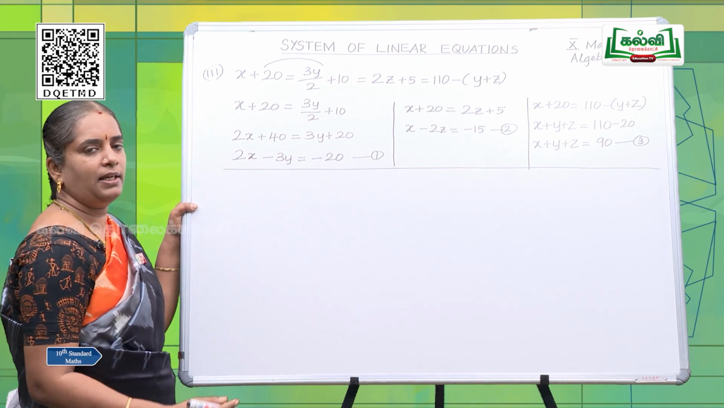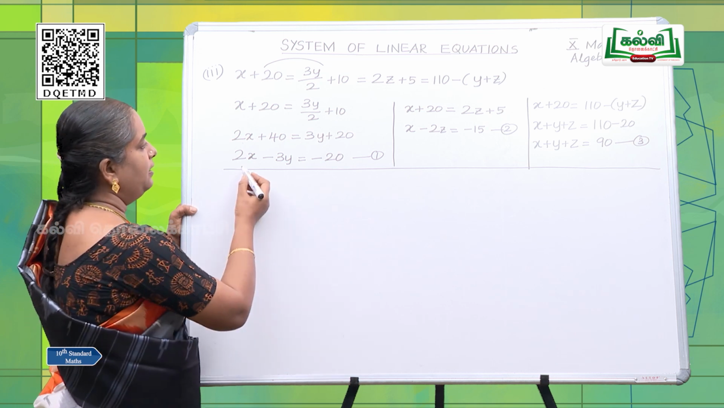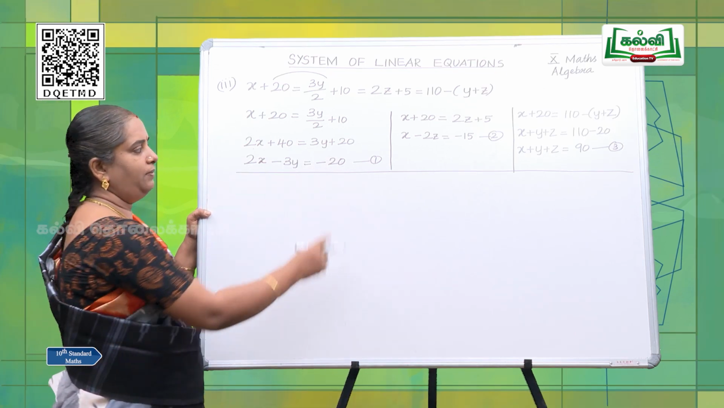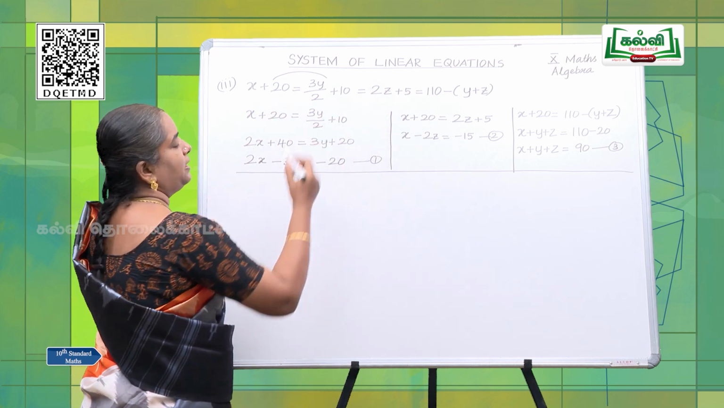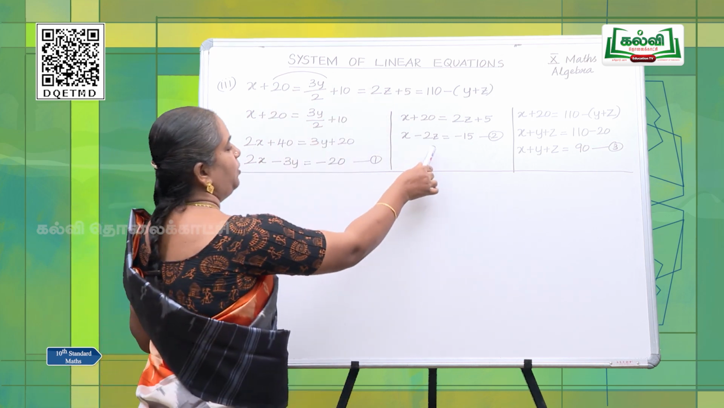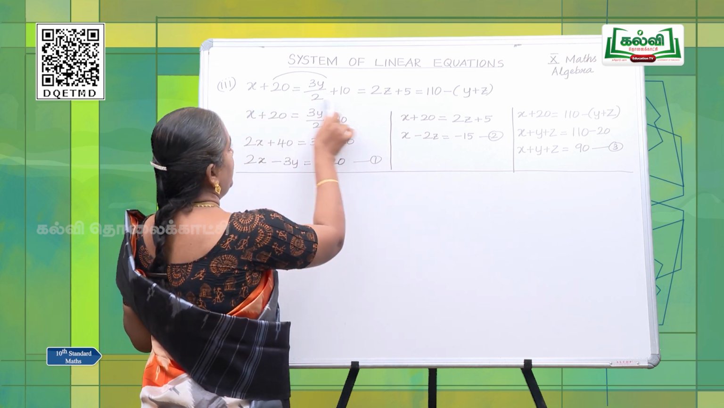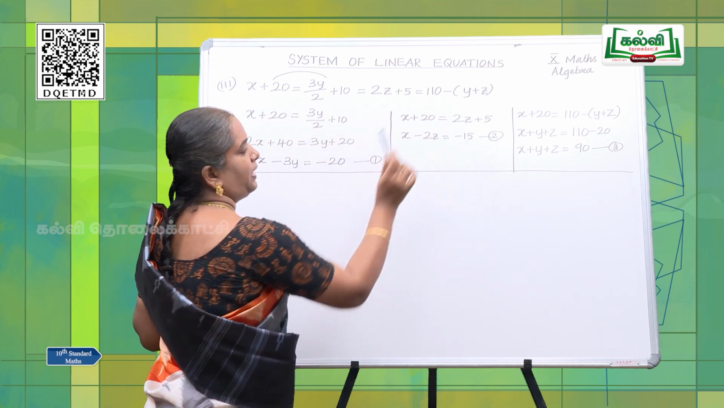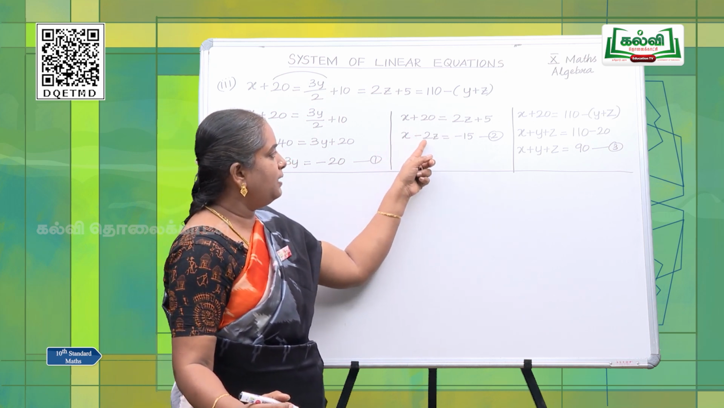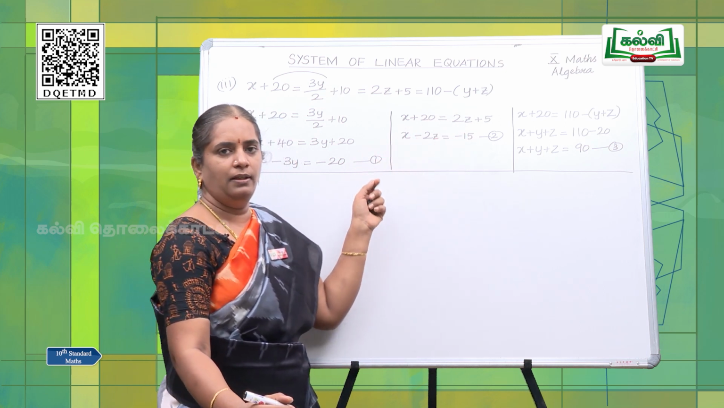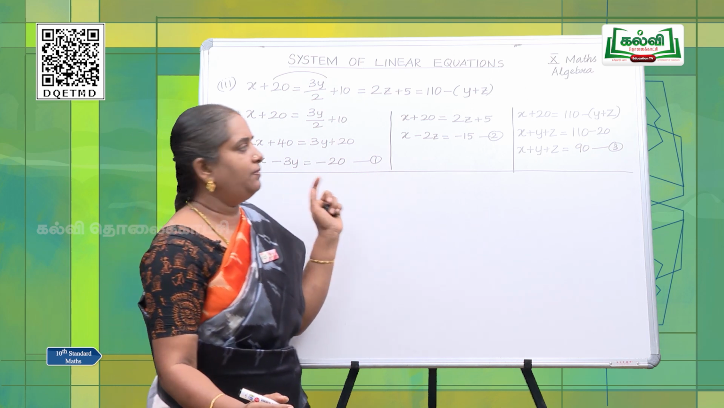Taking the variables to one side and the constants to the other side, we have one equation and we can name this equation 1. And equating the first part and the third part, we get one more equation, that is x + 20 = 2z + 5. So, equating these two, we get x - 2z = -15. We can call this the second equation.